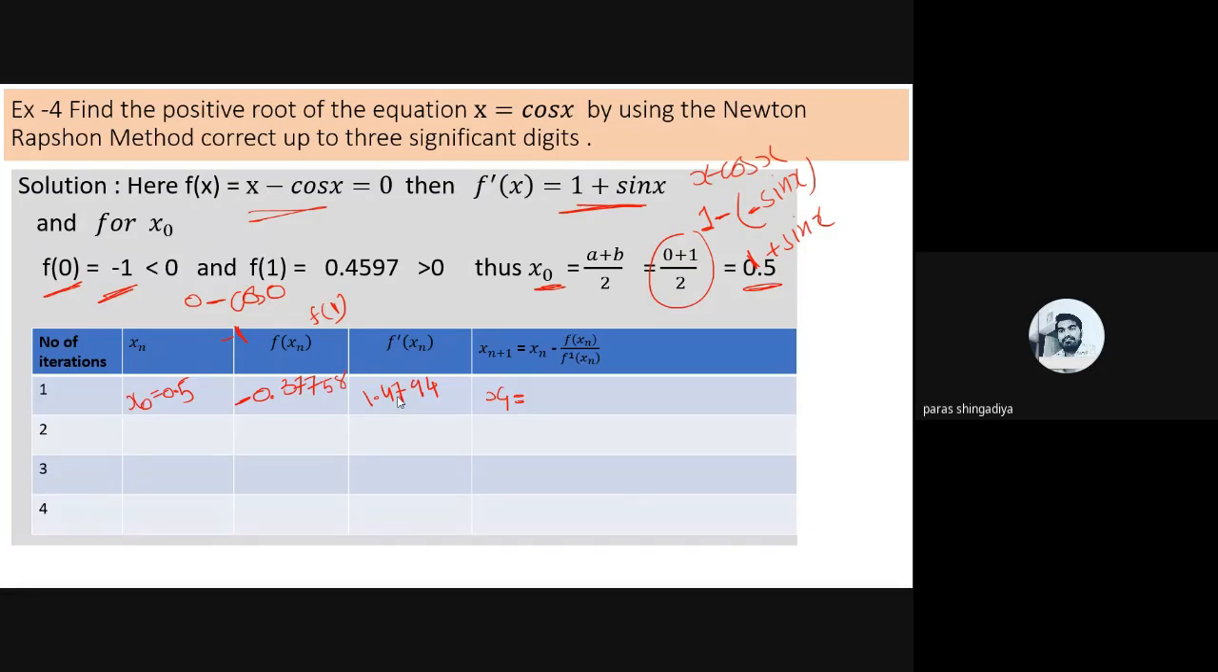divided by 1.4794. That will be 0.7552. Good. So you'll get the first iteration 0.7552. Yes, how many of you get this answer? Good. Now try to find the second iteration.